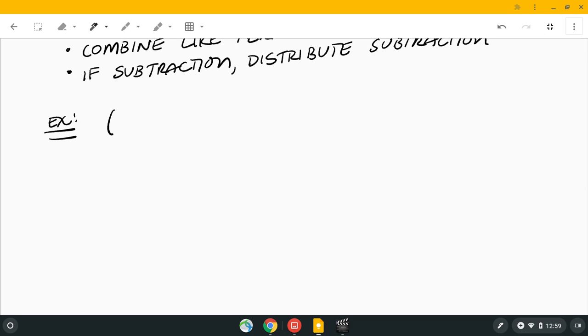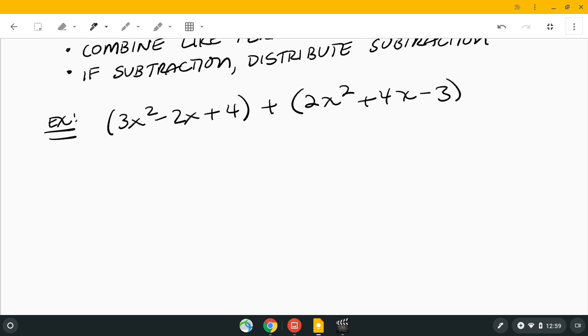Let's do this polynomial, 3x squared minus 2x plus 4. And let's go ahead and add this with this polynomial, 2x squared plus 4x minus 3. All right. So here, this is addition.